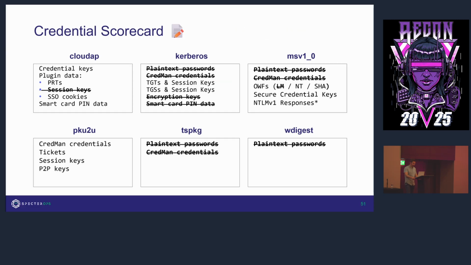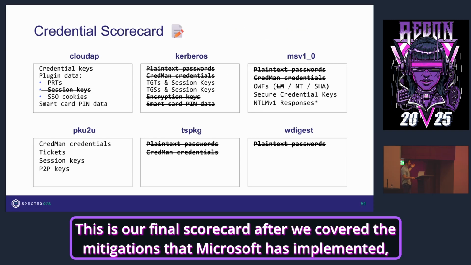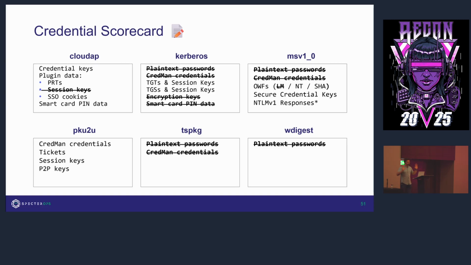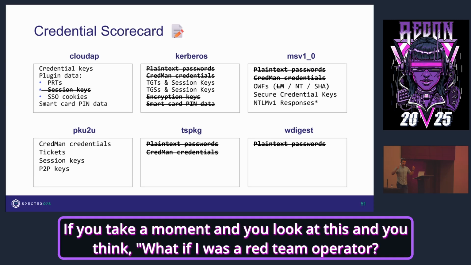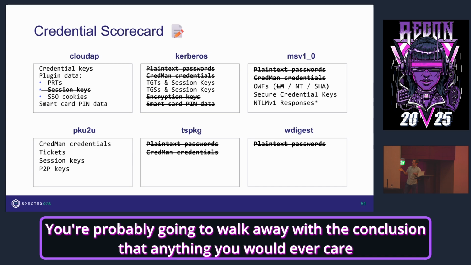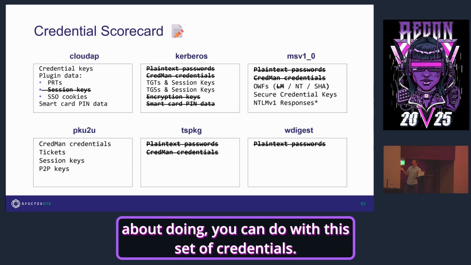Cool. So this is our final scorecard after we covered the mitigations that Microsoft has implemented, as well as a bunch of logical bypasses. If you take a moment and look at this and think, what if I was a red team operator? Would this be useful? You're probably going to walk away with the conclusion that anything you would ever care about doing, you can do with this set of credentials.